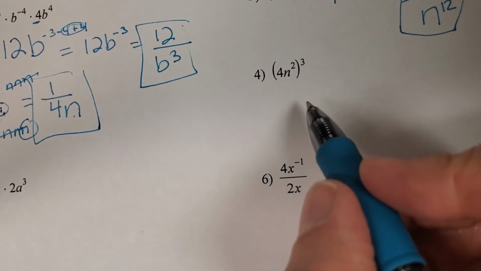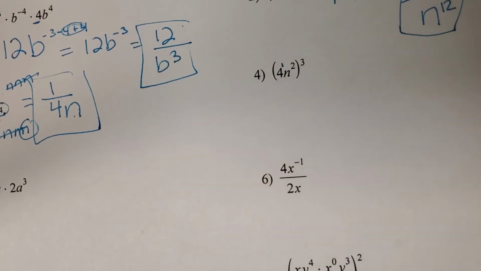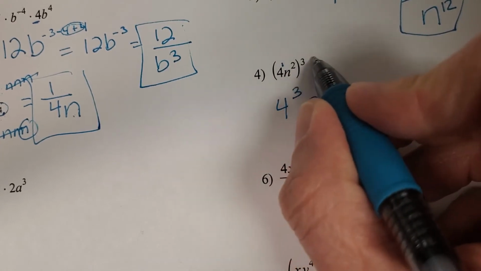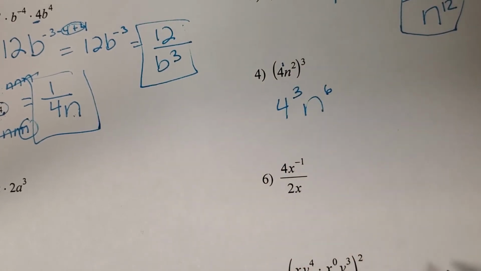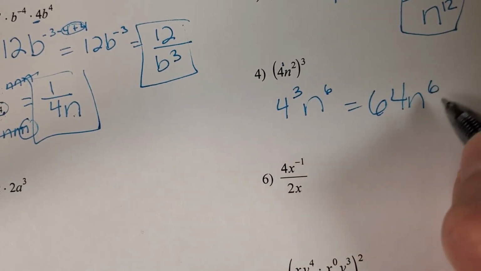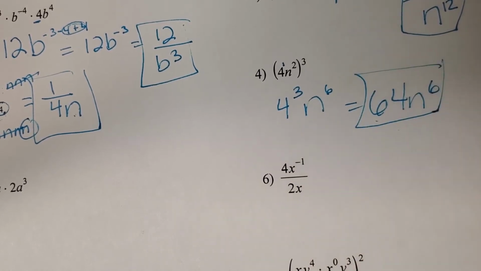All right, moving on to number 4. Again, it's a power rule, so I have to know my exponent's a 1. So I'm going to say 4 cubed, and n to the 2 times 3 is 6, because with my power rule, I multiply exponents. Again, that's an acceptable answer, but if they wanted you to simplify it, we would do 4 times 4, which is 16, times 4, which is 64. And that is fine as well.